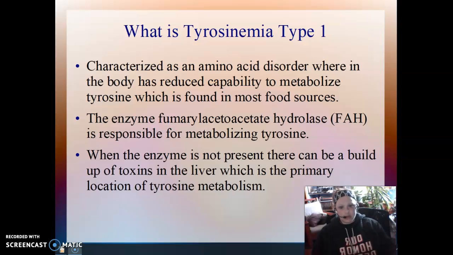It's characterized as an amino acid disorder wherein the body has a reduced capability to metabolize tyrosine, which is found in most food sources. The enzyme fumarylacetoacetate hydrolase, FAH, is responsible for metabolizing tyrosine. When the enzyme is not present, there can be a buildup of toxins in the liver, which is the primary site of tyrosine metabolism. So it's very important that we have this enzyme.